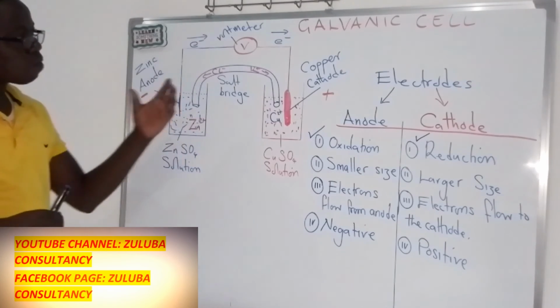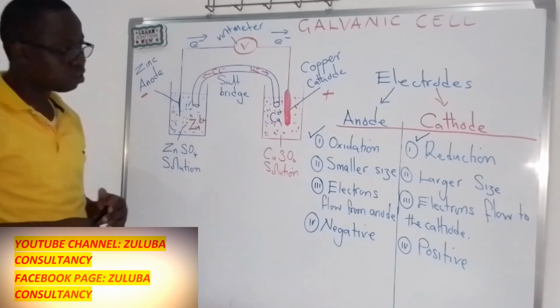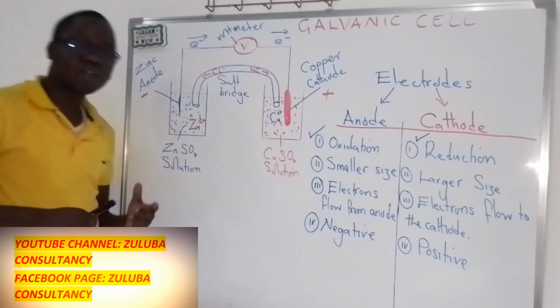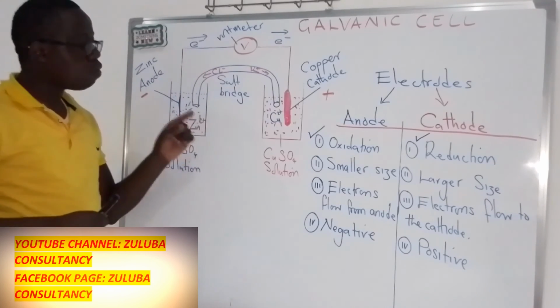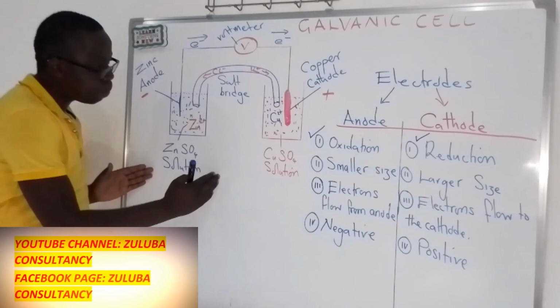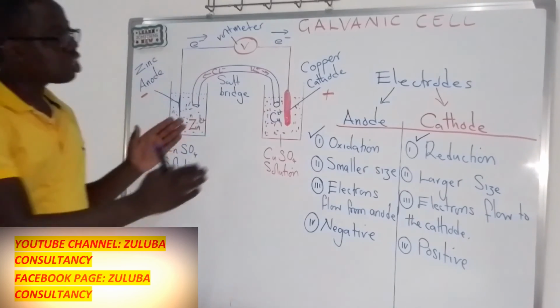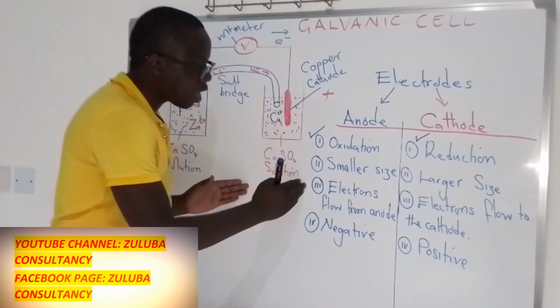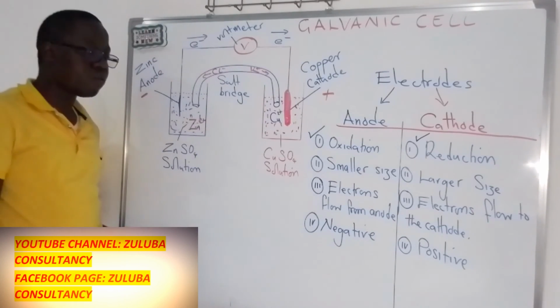So these are some of the major parts of the galvanic cell. Look forward to another video that will be produced where we will be looking at the reactions that take place on the anode and the reaction that takes place on the cathode, as well as the overall reaction.